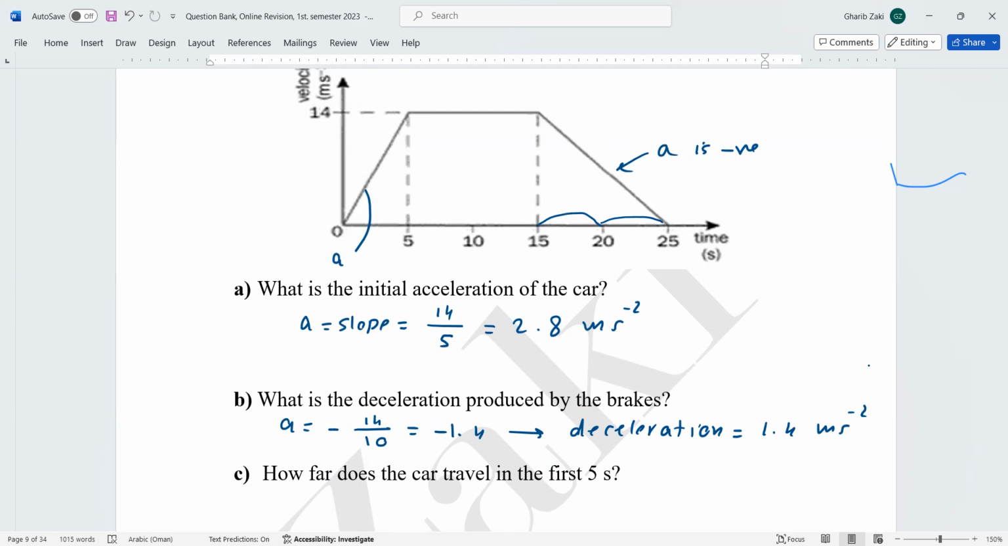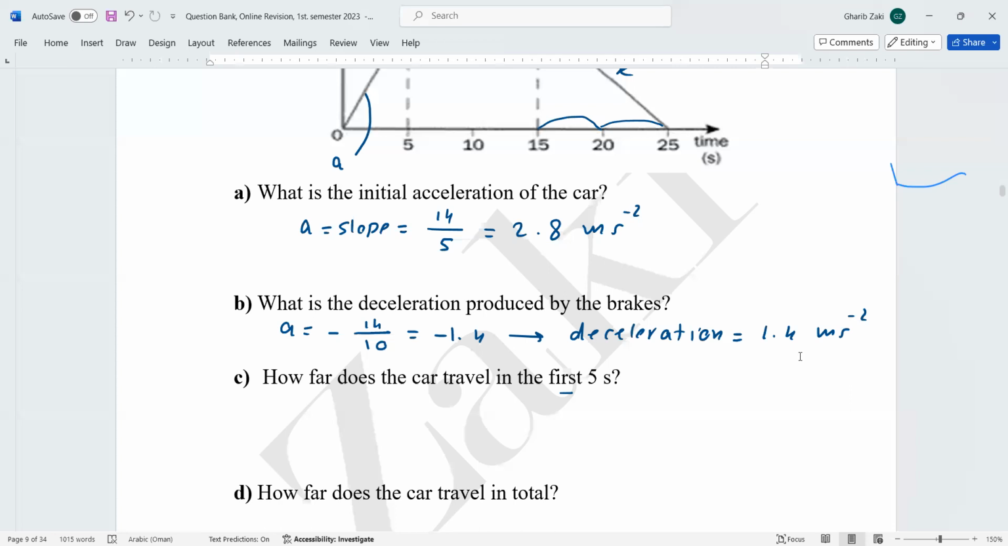How far does the car travel in the first 5 seconds? How far means the displacement, which is the area under the graph. It is the area of a triangle, so half times base times height. The height here is 14. Then it becomes 35 meters.